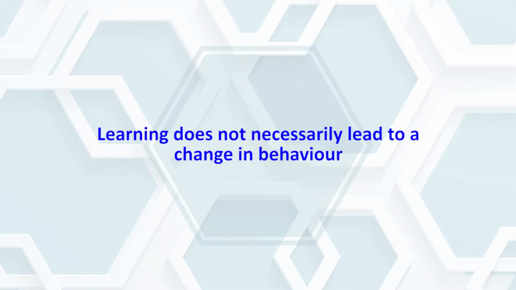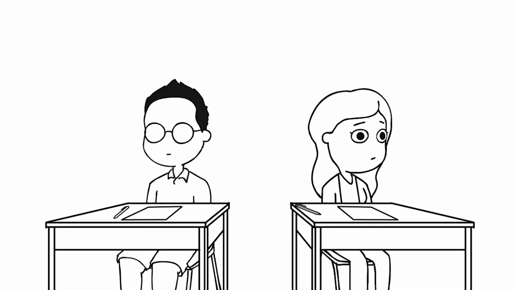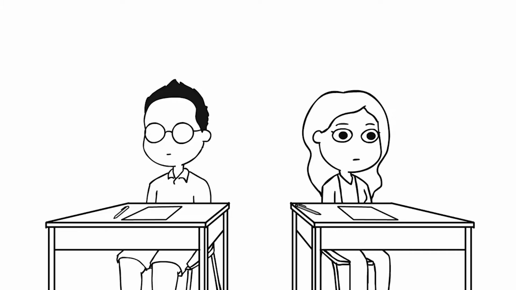The third principle is that learning does not necessarily lead to a change in behavior. Behaviorists believe that learning leads to a permanent change, as we have seen in the definition. But observational learning contradicts behaviorism by saying that people can learn new information without demonstrating the new behavior. For example, a child who watches another child steal a pencil might not demonstrate the same behavior.